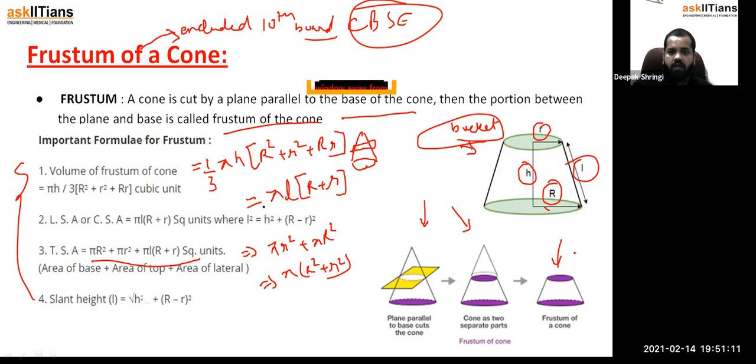Okay, the important point is your L. In case of cone, L square is equal to h square plus r square. But in case of frustum of a cone, L square is equal to h square plus (R minus r) square. I will tell you why.